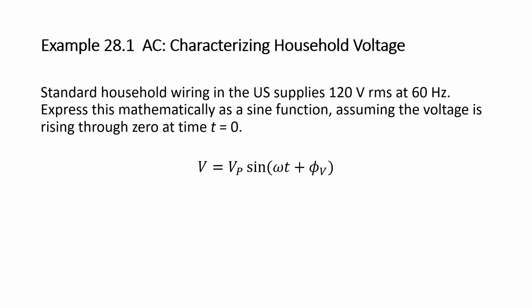Let's look at an example in the book. Example 20.1 for characterizing household voltage. Standard household wiring in the US supplies 120 volts, that's root mean square volts, at 60 hertz. Express this mathematically as a sine function, assuming the voltage is rising through 0 at time equals 0. So we're going to start with our basic equation down below. You see that? It says assuming the voltage is rising through 0 at time equals 0. That means that it's not phase shifted. It's just a standard non-shifted sine curve.